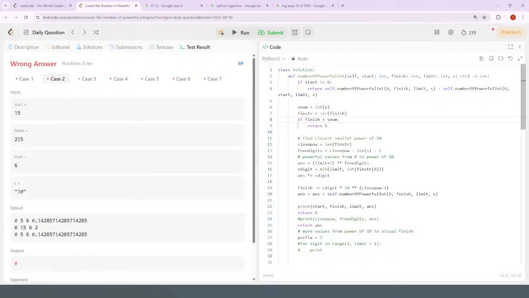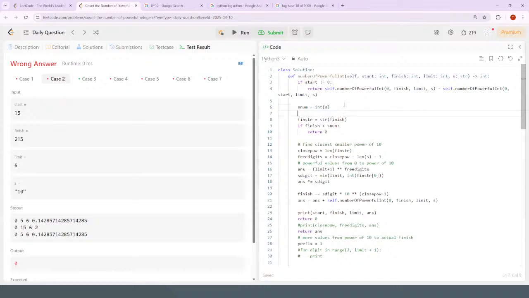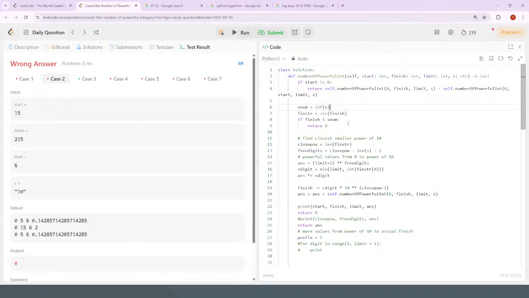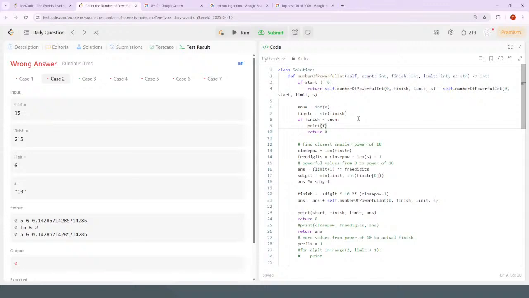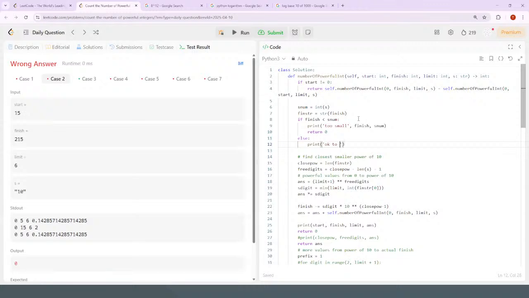Right, so if your call is start is 0, finish is 5, limit is 6, the finish, which is 5, and your S number is 10. Very small finish. Okay, then finish.